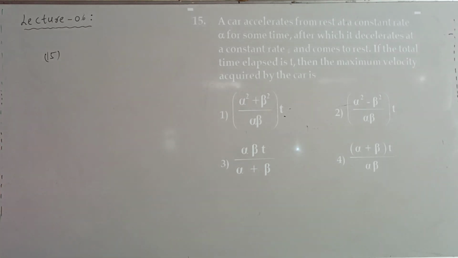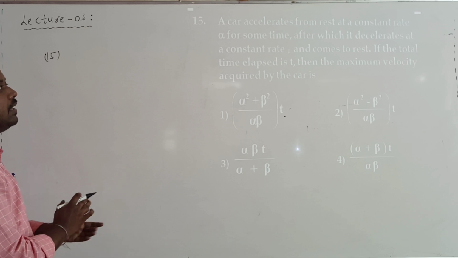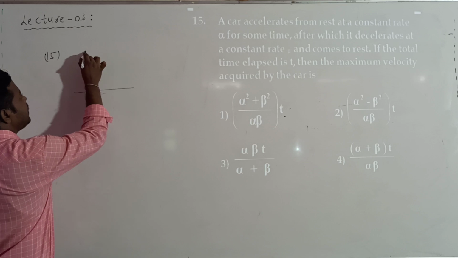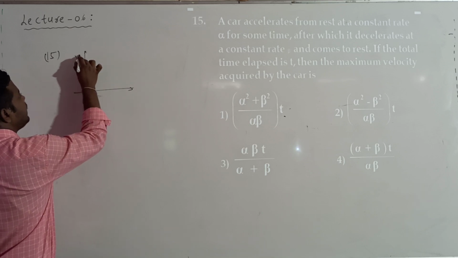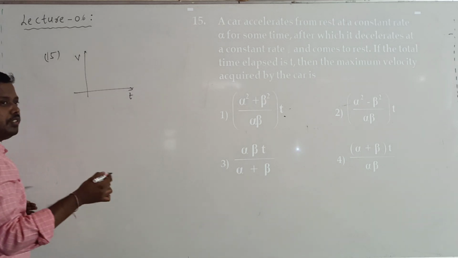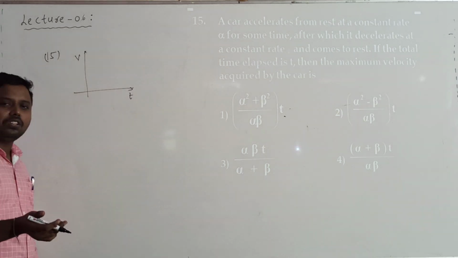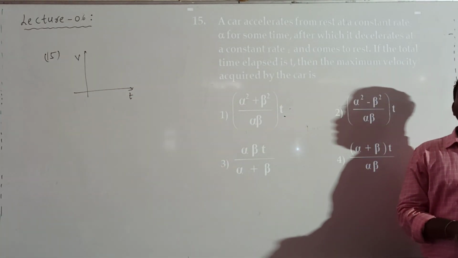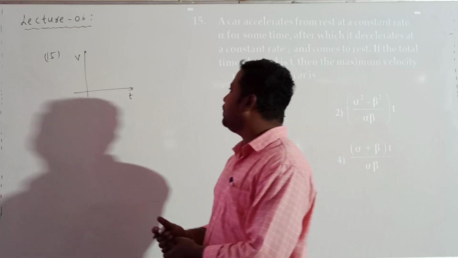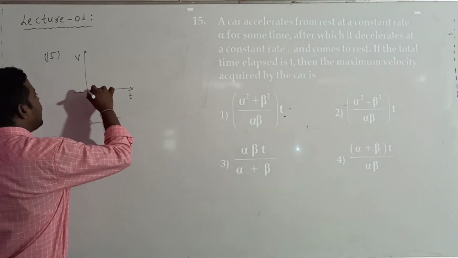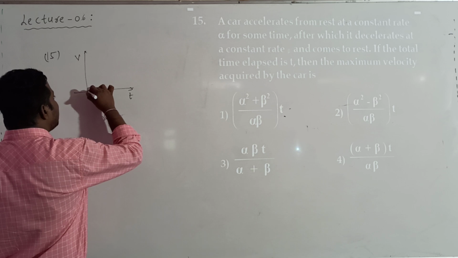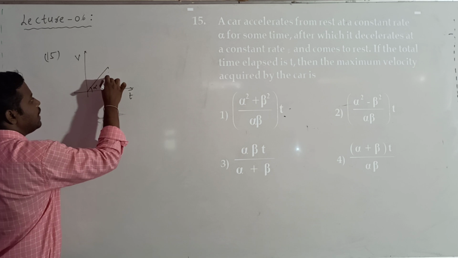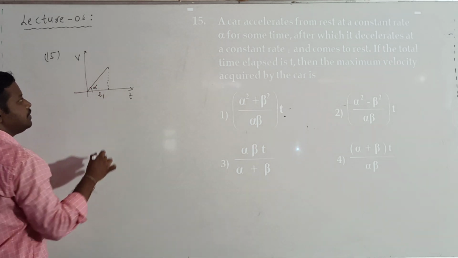Okay, what they are asking us to calculate: the car accelerated and decelerated uniformly. Let me discuss the question based on the graph. I will plot the velocity and time graph. Whenever the motion is uniformly accelerated motion, we know the velocity graph is a straight line. Initially the car started from rest, so the initial velocity is 0. The car accelerated uniformly, and that acceleration is given as alpha. Let us say the car is accelerated for a time t1 seconds.